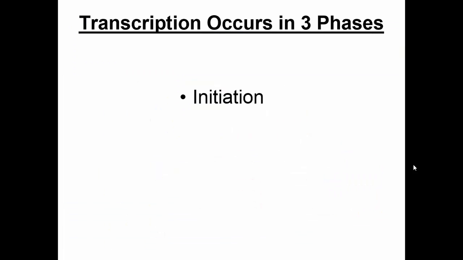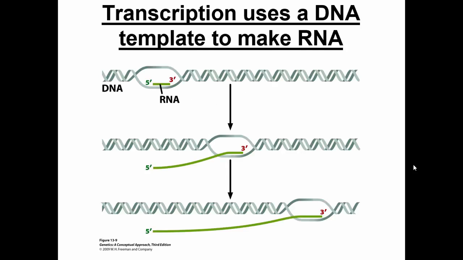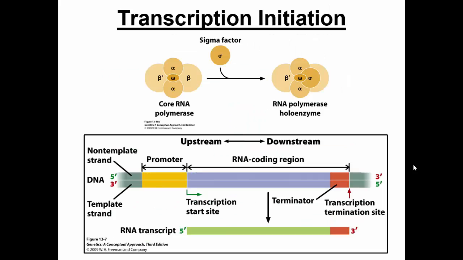So transcription occurs in three phases. There's initiation, there's elongation, and there's termination. So let's talk about those. And we're going to talk about certain phases more than others. So it's just a little segue slide here, showing you transcription happening.